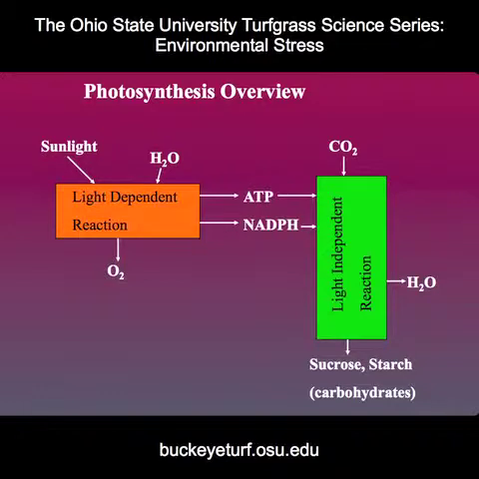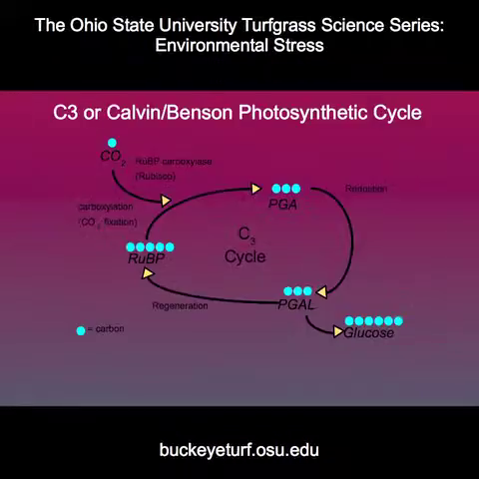The light-dependent reaction, again, is where the sun's energy is converted into chemical energy in the form of ATP and NADPH, which is shuttled then to the light-independent reaction, where the energy is stored in sugars and carbohydrates. The core of the light-independent reaction is the C3 or Calvin-Benson cycle, where carbon dioxide enters the process and provides carbon for the creation of sugars and carbohydrates.